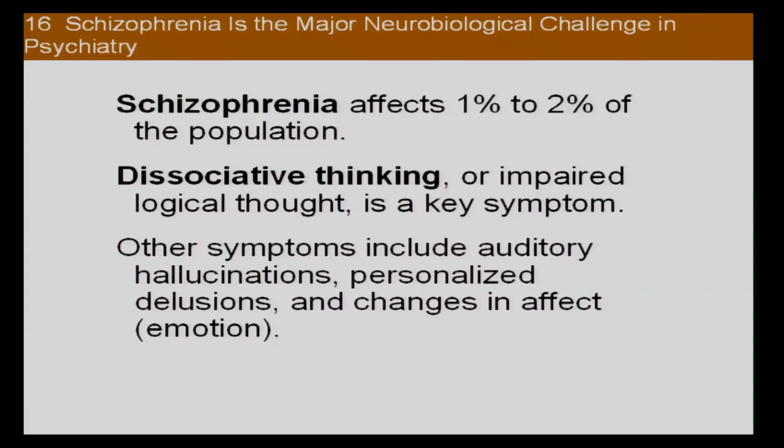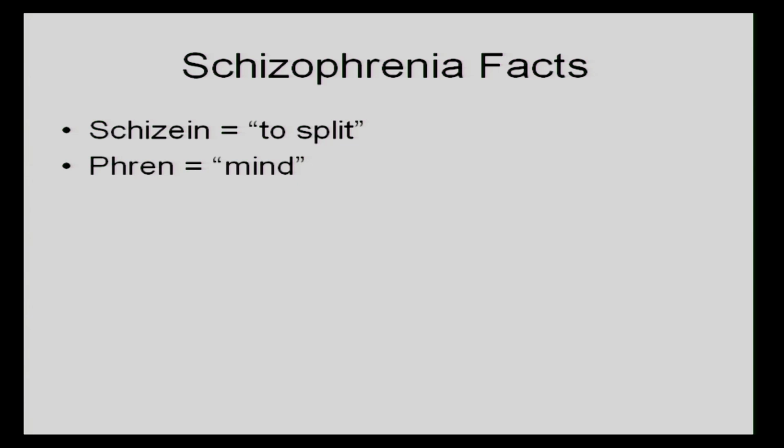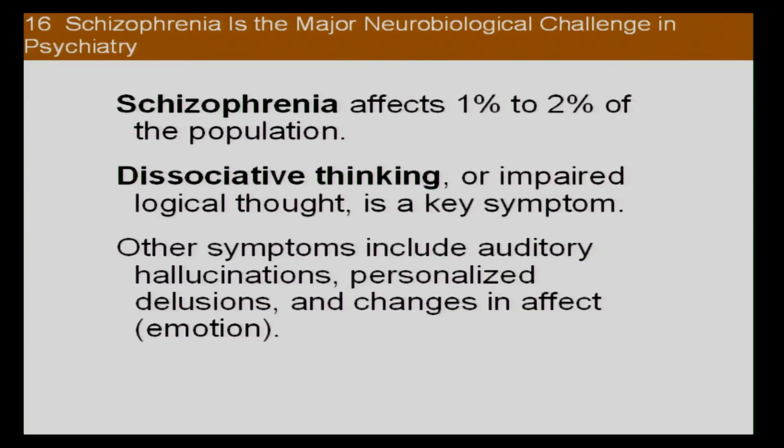Schizophrenia affects 1 to 2% of the overall population, and it's characterized by what they call dissociative thinking, or impaired logical thought, which is a key symptom, and that goes back to the definition, split mind. Other very common symptoms in schizophrenia include auditory hallucinations. Some people think that visual hallucinations are part of schizophrenia. It's much more common to have auditory hallucinations.